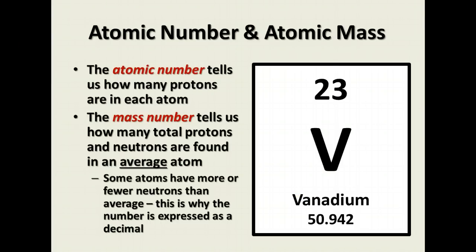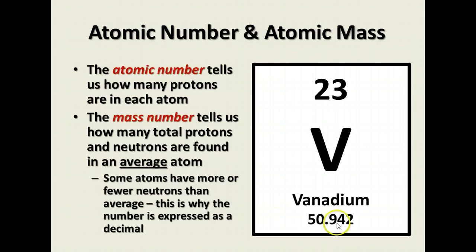When you look at the element box, there are a couple of things you can tell about it. Of course, first of all, you see that it's got the symbol for the element and the name of it, okay, and a couple of numbers here. At the top, you have the atomic number. This tells us how many protons are found in each atom of that particular element. I chose vanadium just as an example, and you can see that its atomic number is 23, which means it has 23 protons in each atom of the element.